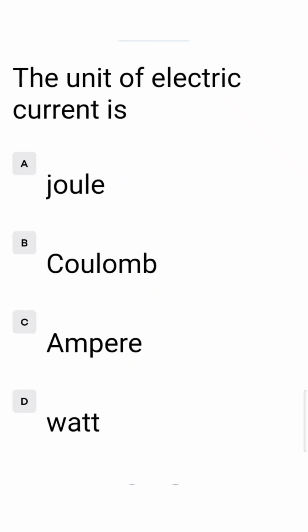The unit of electric current is: option A joule, option B coulomb, option C ampere, option D watt. The correct answer is option C, where it is written ampere. The unit of electric current is ampere. So we tick option C.